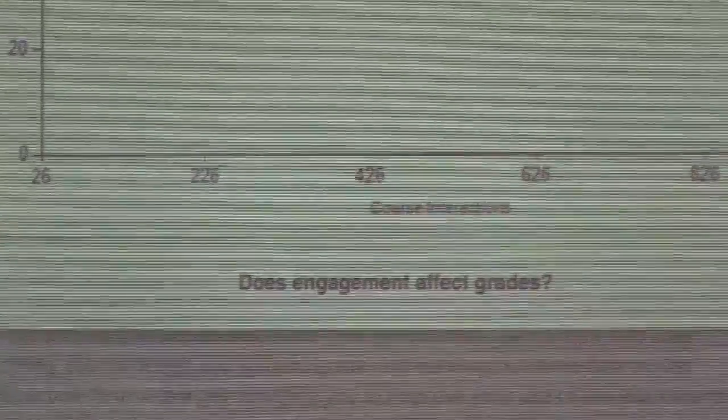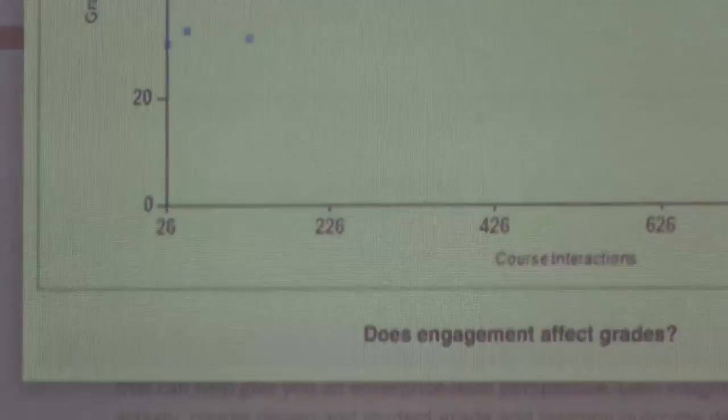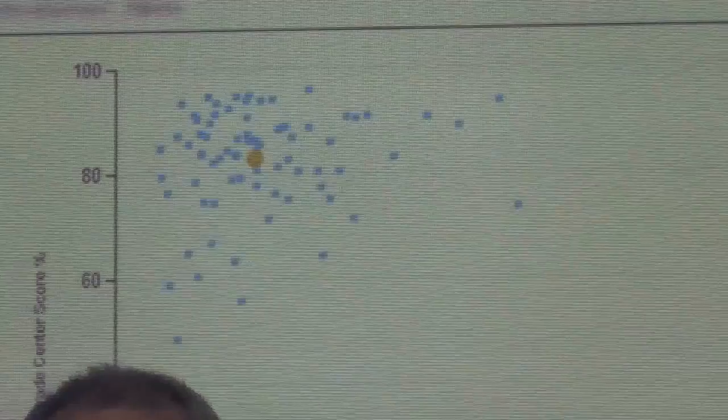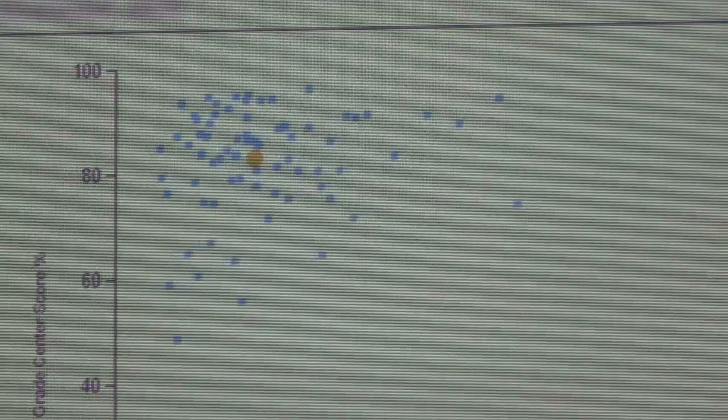This question at the bottom, does engagement affect grades? These are the number of course interactions at the bottom, and this is their current score in the course at the top. We would expect to see something up and to the right, like more engagement, more time on task would result in better performance. That's not quite what we're seeing in that chart there.